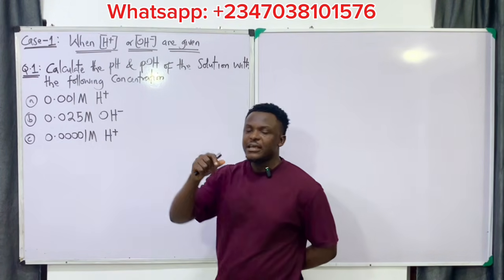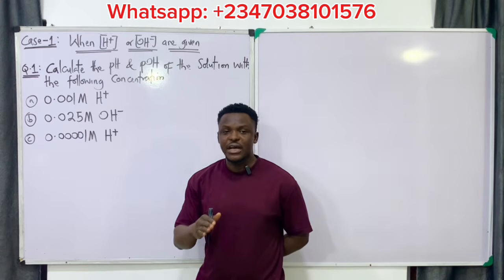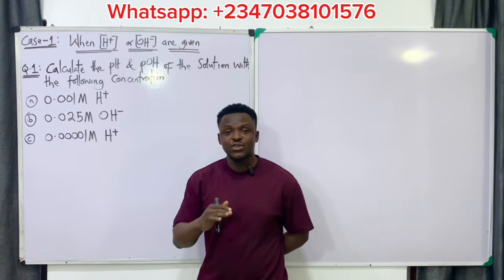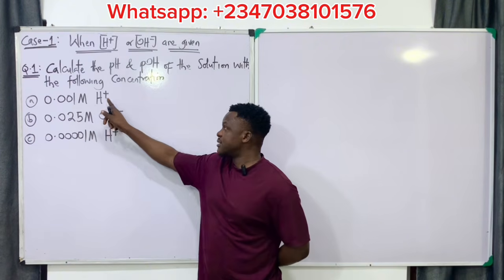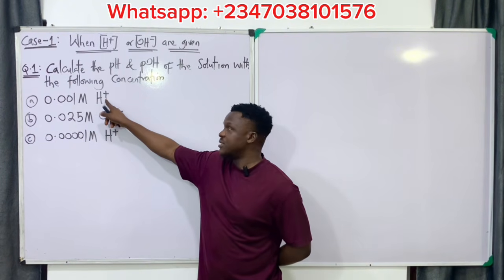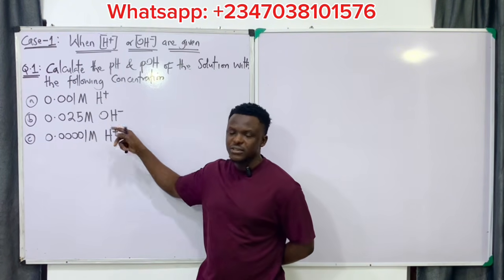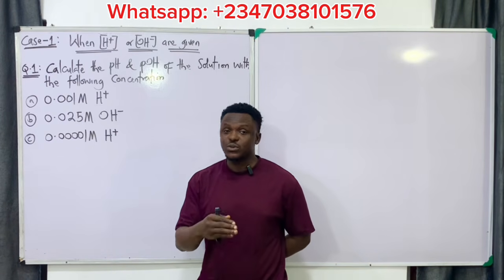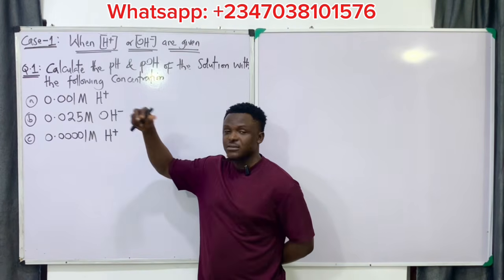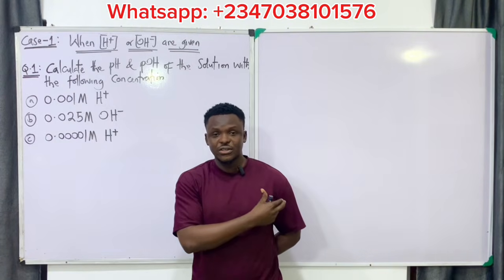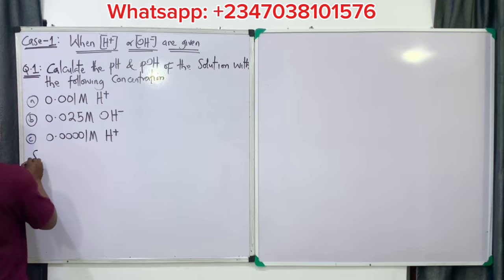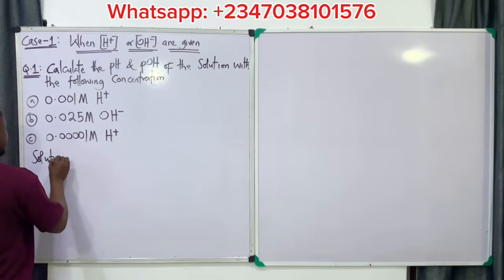Remember I said H plus stands for hydrogen ion, and OH minus stands for hydroxide ions. Now this particularly is found in an acid and this is found in a base. All right, so they gave it to us directly. All we just have to do is to use these values, insert them into the formula for pH, and we get our answer. So I'll start by saying, solution.